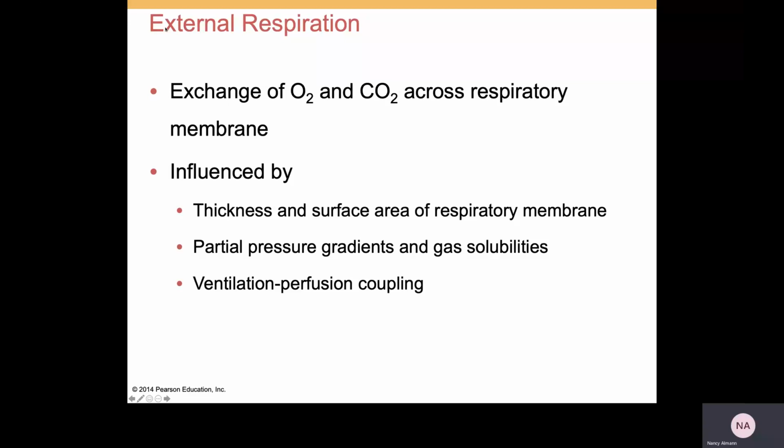When you talk about external respiration, we have the exchange of oxygen and carbon dioxide across the respiratory membrane, which again is going to be the alveolar wall and the wall of the capillaries. That is going to be influenced by these factors: the thickness and the surface area of the respiratory membrane. And remember that in a healthy human being, that is nearly the size of a tennis court when flattened. The partial pressure gradients and the solubilities of various gases, and what's known as ventilation-perfusion coupling.